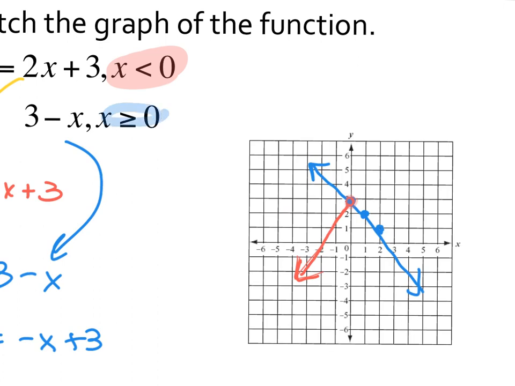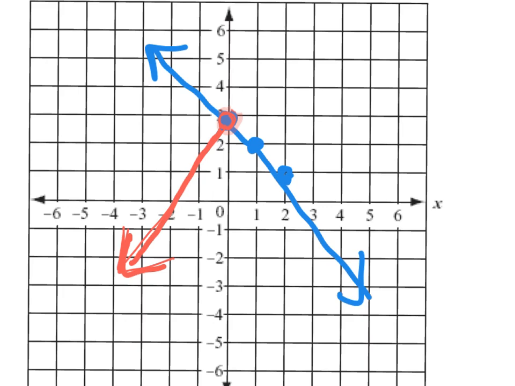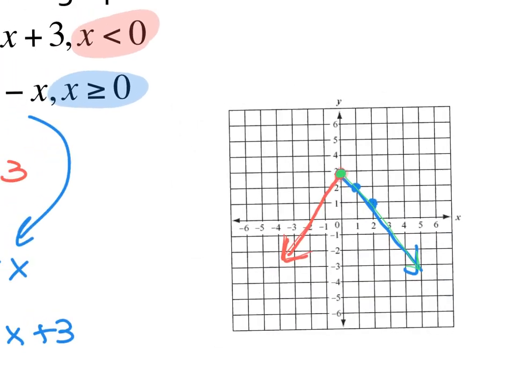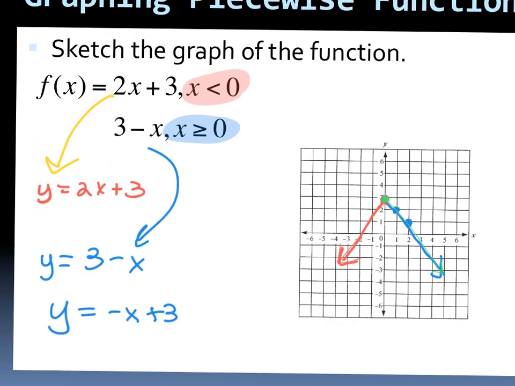Now the second one says that that equation is true where x is greater than or equal to 0. So greater than or equal to tells you what? Solid dot. And which part of this graph is greater than or equal to 0? Right or left? Right. So it's that part, and I'm going to erase this part. So there's an overlap on that dot, which ends up making it a solid dot. That's fine.